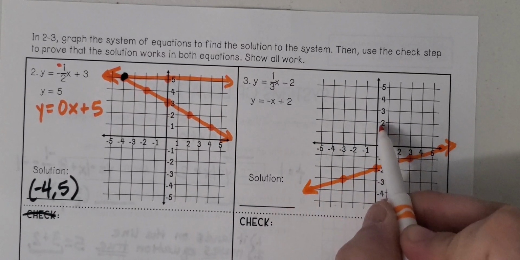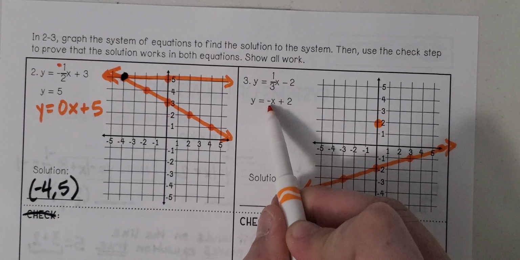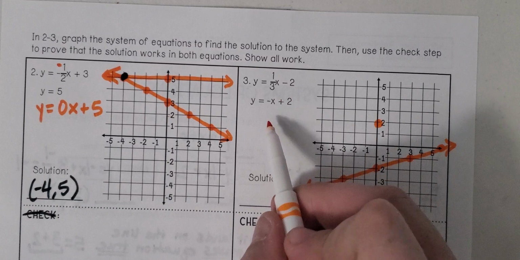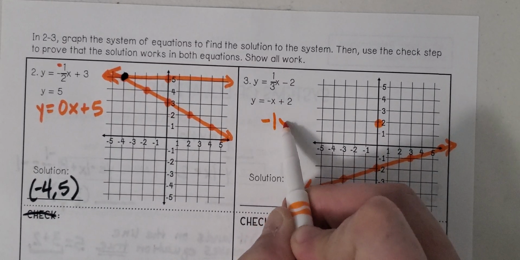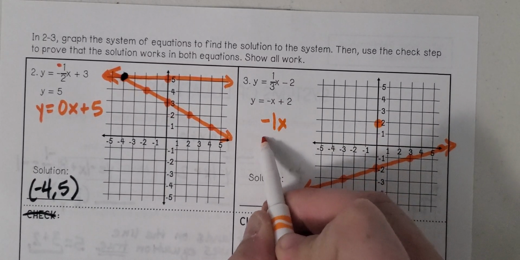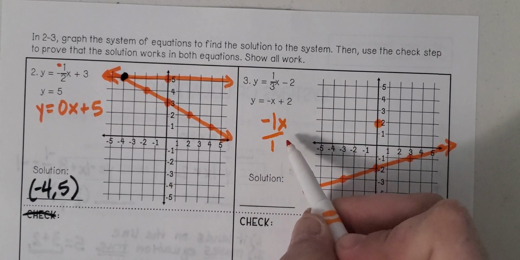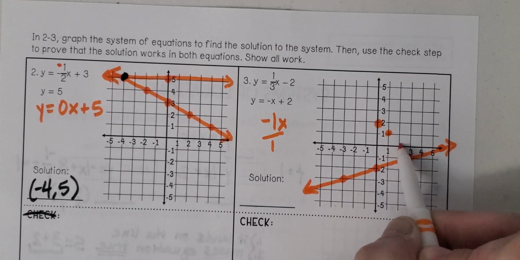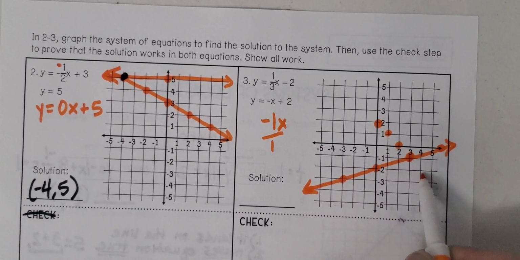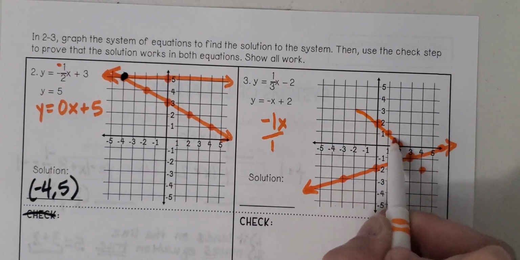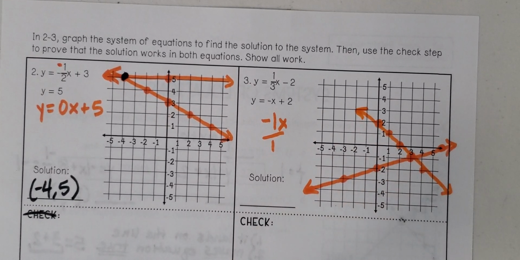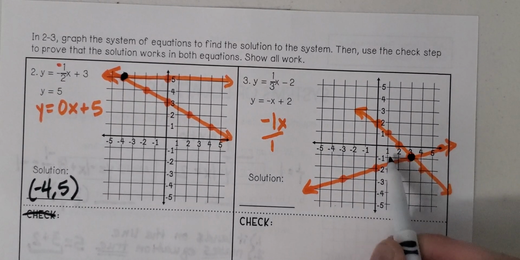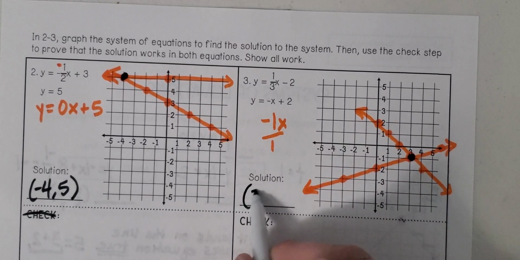On my next one, I'm going to start at 2. If I have an x with no number in front, that means it's going to be a negative or a positive 1. And in this case, it's going to be a -1. I can turn that -1 into a fraction by putting a 1 underneath it. So I'm going to go down 1 and to the right 1. Down 1 and to the right 1, and I'm going to continue that pattern until I either find a solution point or I run out of room. So my solution point is right here. It's going to be at 3, -1.